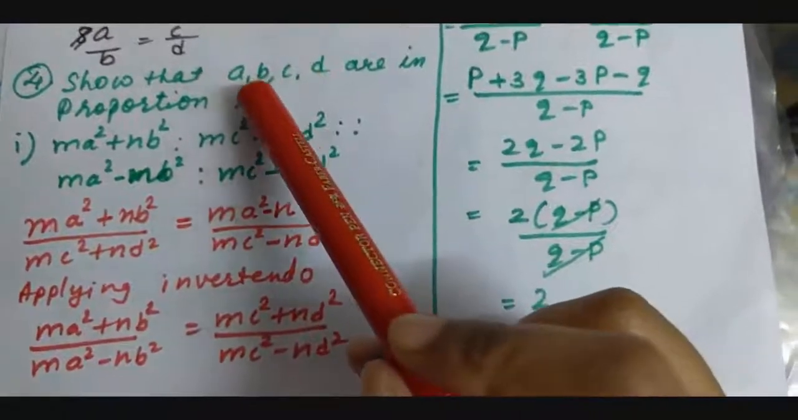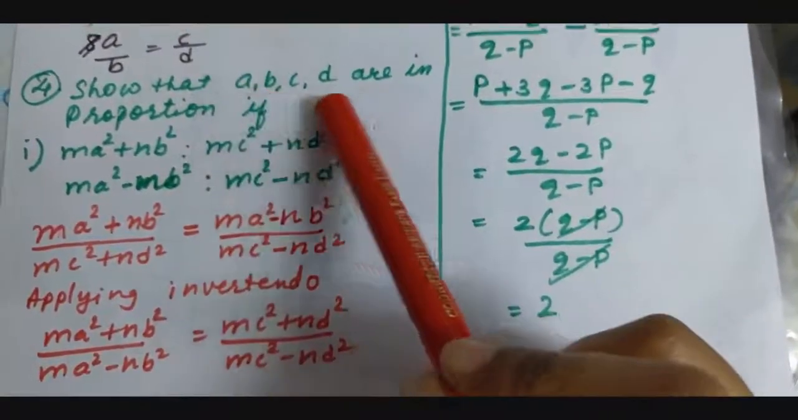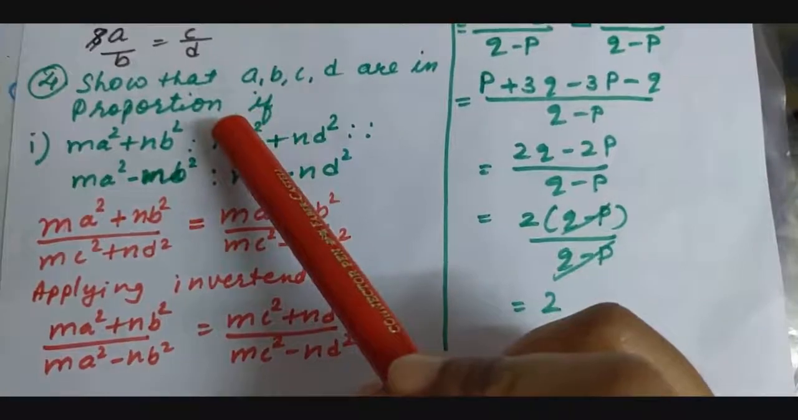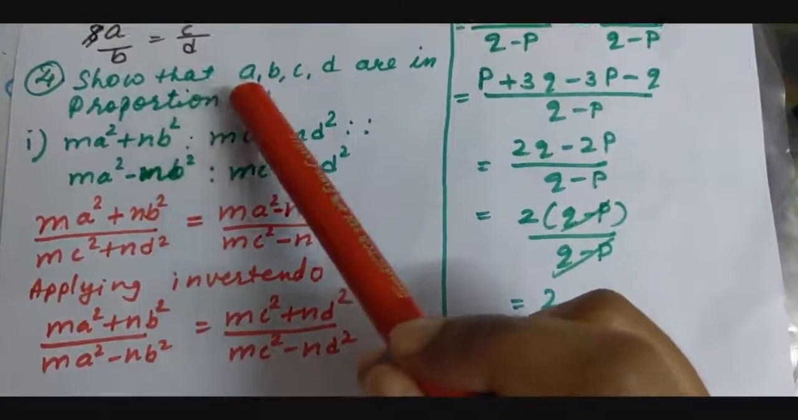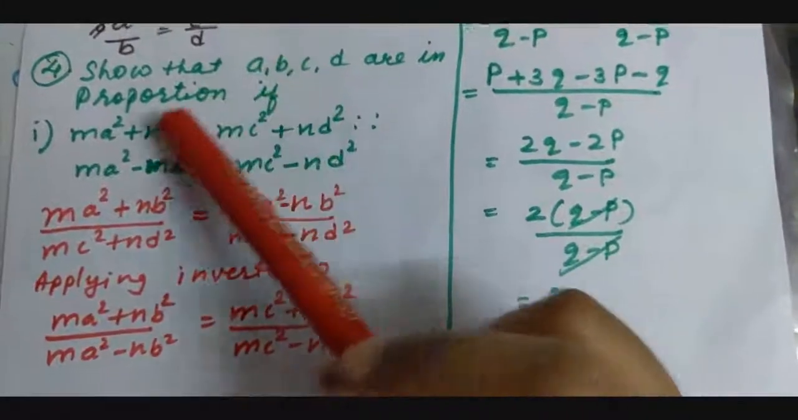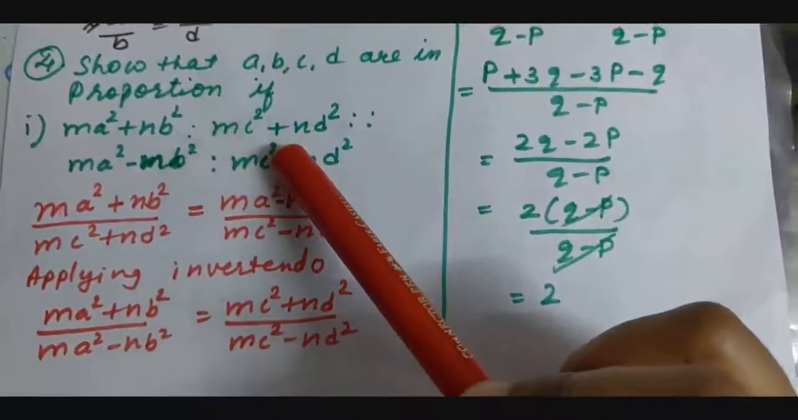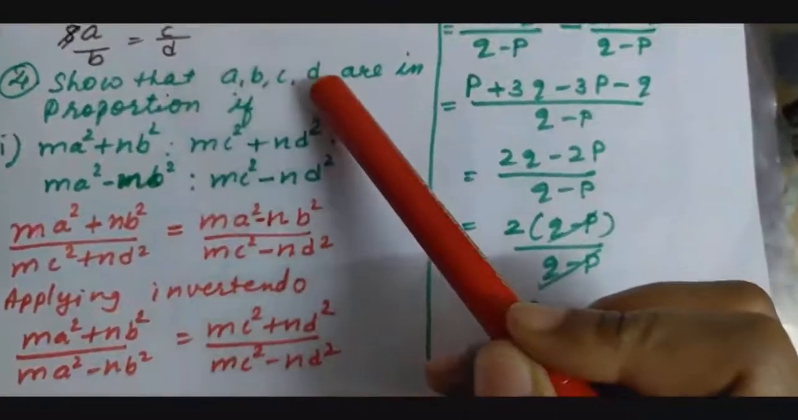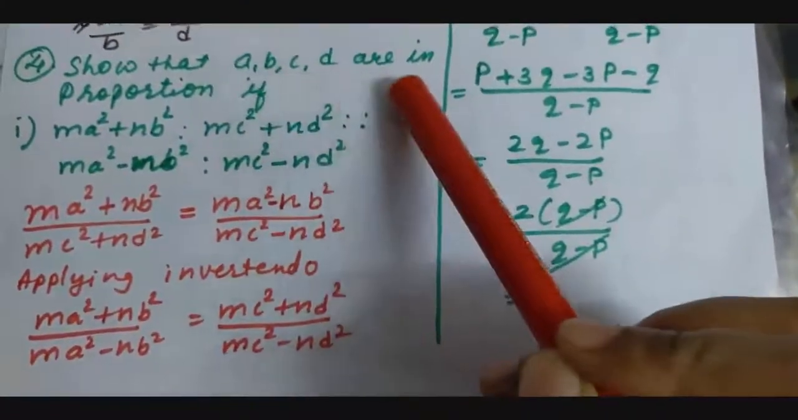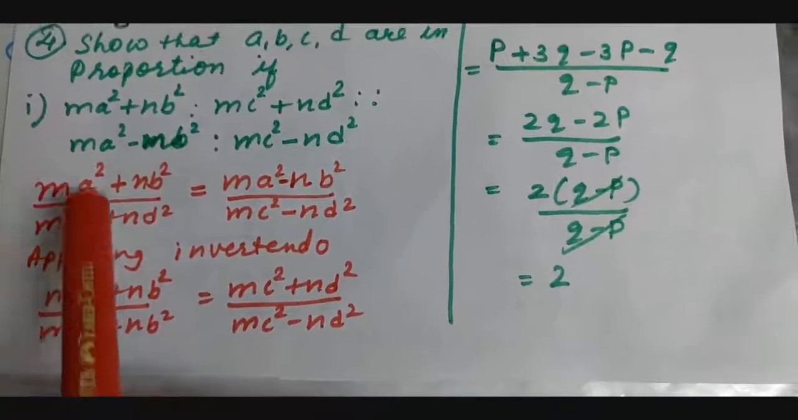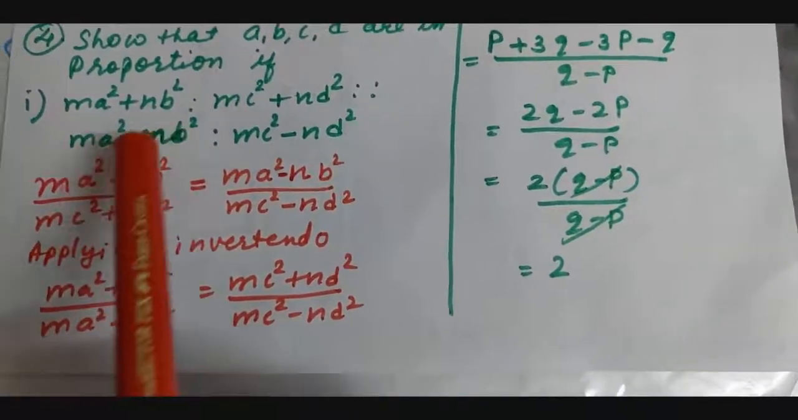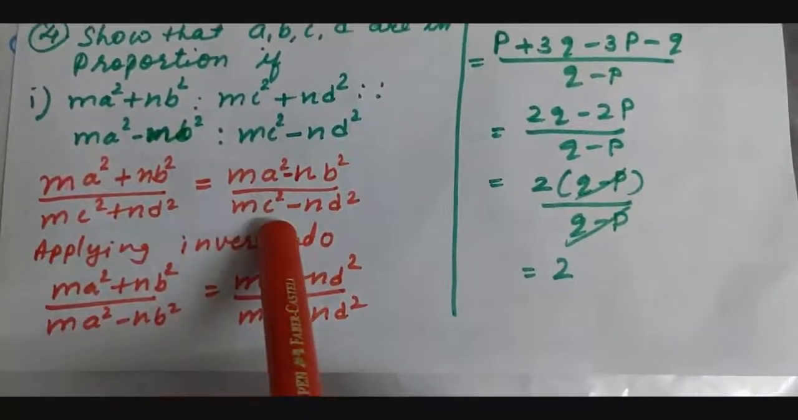Now first see your question. A, B, C, D are in proportion. Then we want to show this. This part you have to use, and this you want to prove, that A, B, C, D are in proportion. So first I am taking the given part, and I wrote it in fraction form.